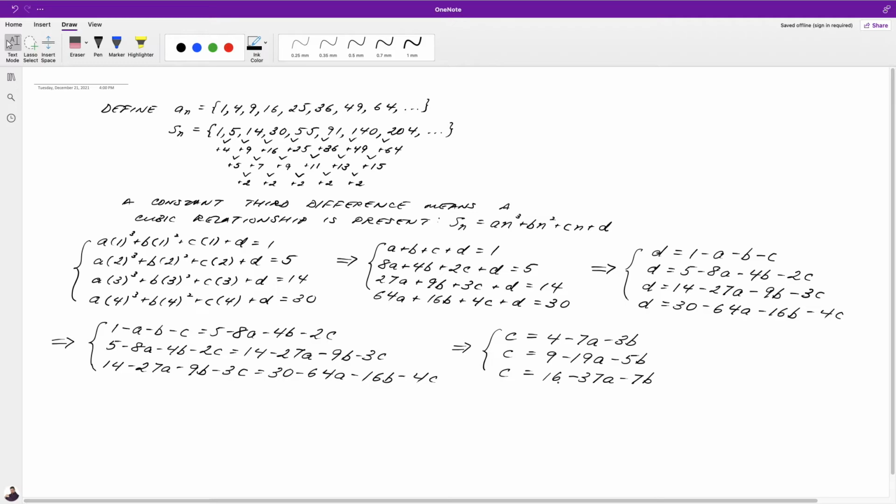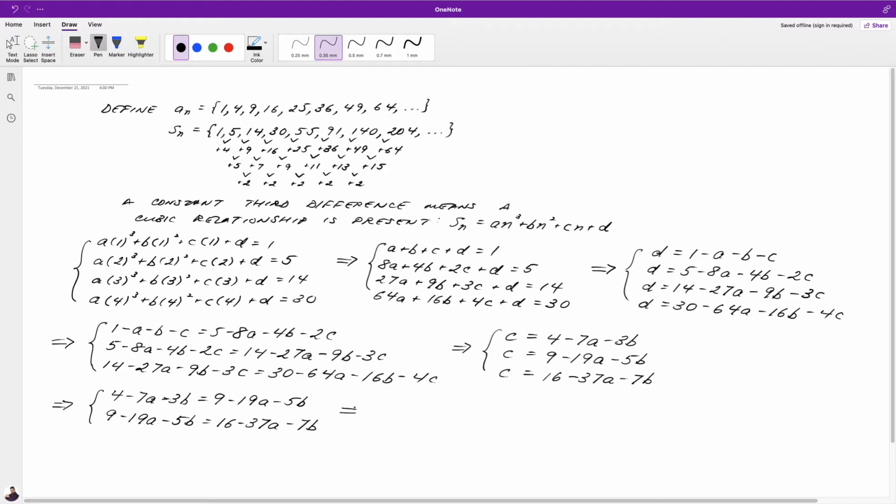Well, now we find ourselves in a very similar set of circumstances to what we found ourselves in right here. A very convenient set of circumstances, I should say. We can now set c equal to c and c equal to c, thereby eliminating c and reducing this to a 2-by-2 system, 2 equations, 2 unknowns. That's what we want. Okay, so setting the top equation equal to the middle equation, we're going to have 4 minus 7a minus 3b is equal to 9 minus 19a minus 5b. And then we've got the middle equal to the bottom, so 9 minus 19a minus 5b is equal to 16 minus 37a minus 7b.